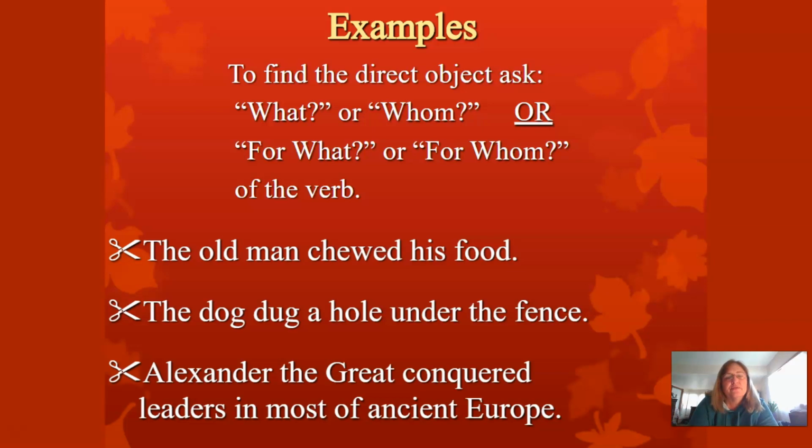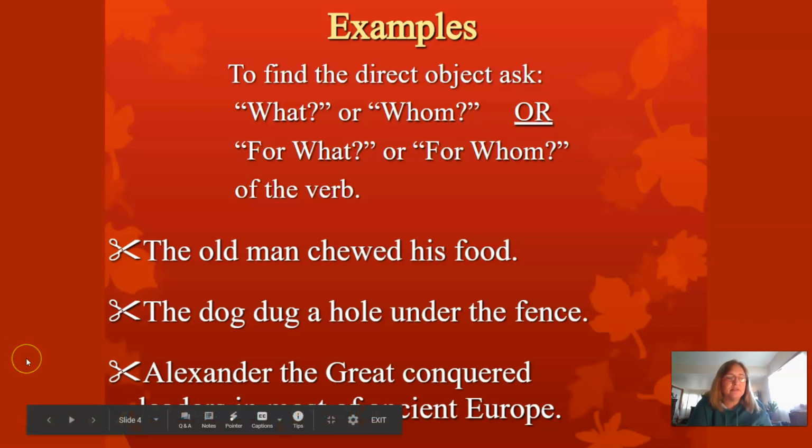So the old man chewed his food. Find the verb. Ask, what did the verb do, or who? The dog dug a hole under the fence. Find the verb. And then Alexander the Great conquered leaders in most of ancient Europe. Find the verb. Ask yourself, who or what did the verb do? So I want you to kind of have an idea in your head about what the answer to each of these are for the direct object.